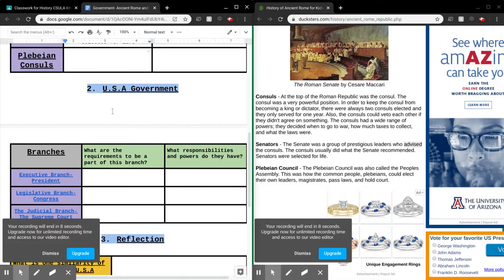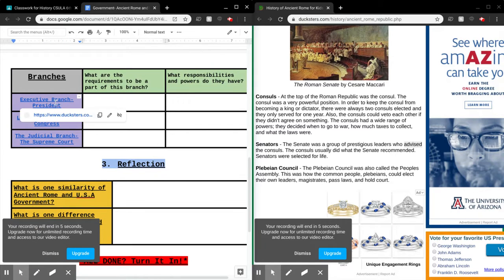And then here we have the one for the US government. I have each article for each branch here.